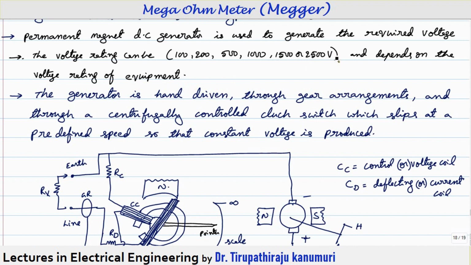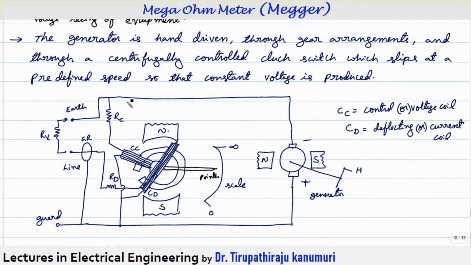That's why we have to go for high voltage. If the voltage rating of equipment is less, then 500 volts is generally sufficient. Now coming to the generator, it is hand driven through a gear arrangement and through a centrifugally controlled clutch switch, which slips at a predefined speed so that a constant voltage will be produced.